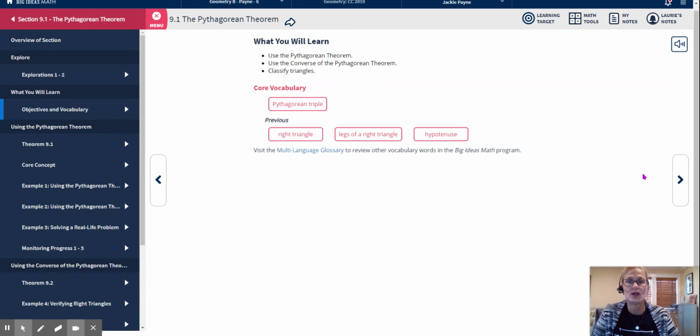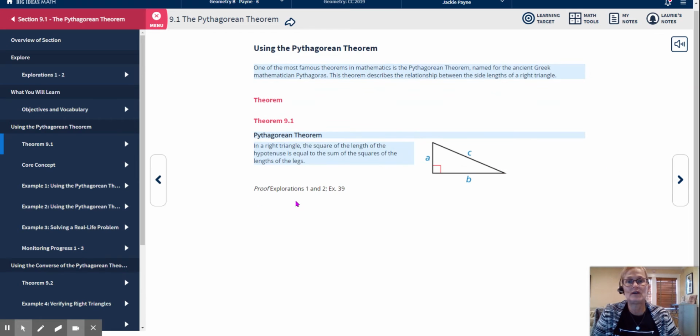So let's go. First, we're going to start off with one of the most famous theorems in mathematics, which is known as the Pythagorean Theorem. Named for the ancient Greek mathematician Pythagoras, this theorem describes the relationship between the side lengths of a right triangle. Remember, only a right triangle. So the theorem says, in a right triangle, the square of the length of the hypotenuse is equal to the sum of the squares of the lengths of the legs. We usually think of it as a squared plus b squared equals c squared.